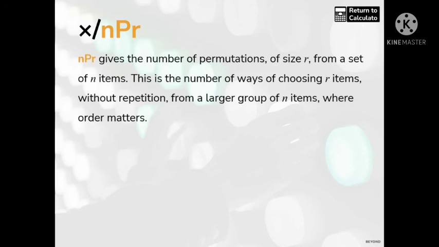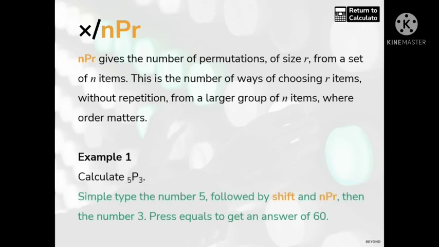NPR, we don't usually use that much, but it is the opposite of NCR, which you'll see in a second. So it's a number of permutations, so it's a lot of combinatorics. Basically, you're not allowed to have repetition, choosing R items from a larger group of N items, where order does matter as well. Next one, we should get 6P3 for that one.